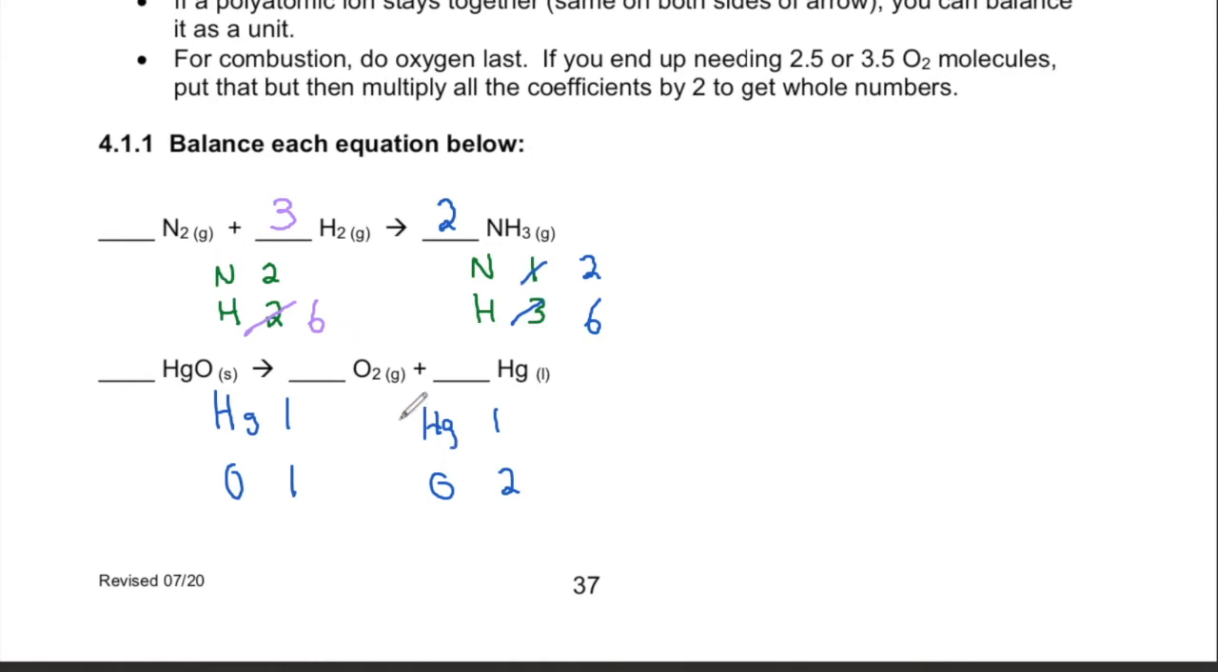Okay, but we don't have enough oxygen on the left. So let's go ahead and increase that. We'll have to put a 2 in front here. That increases our oxygen, and it also increases our mercury. So now we're going to need more mercury over on the right. So we'll put a 2 over here, and that increases our mercury. And so now we have a match for both of the elements.